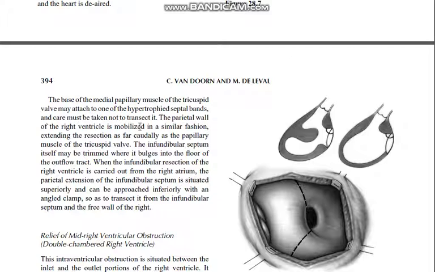The parietal wall of the right ventricle is mobilized in a similar fashion, extending the resection as far caudally as the papillary muscle of the tricuspid valve. The infundibular septum itself may be trimmed when it bulges into the flow of the outflow tract.